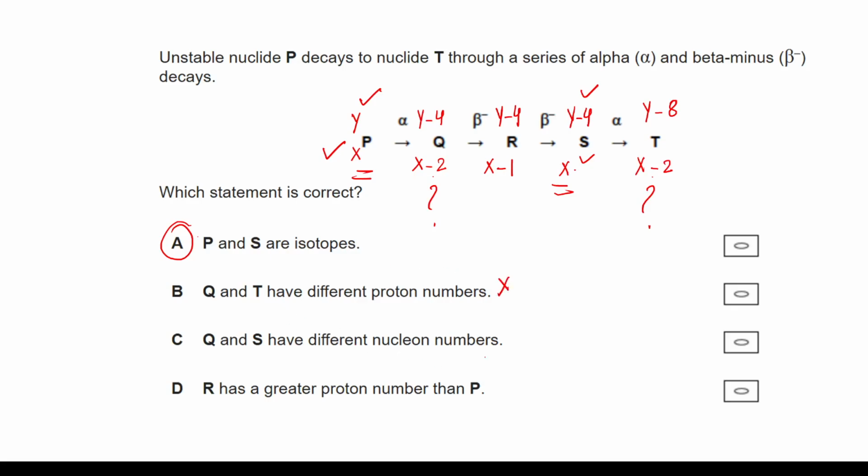Q and S have different nucleon numbers. Nucleon number is another name for mass number, the number of nucleons. So let's see. This is Q and this is S. That's not right. They have the same nucleon numbers because they have the same mass numbers. So this is also wrong. R has a greater proton number than P. Where is R? R and P. No, R has a lower proton number than P. So that's also wrong. So just see what's happening.